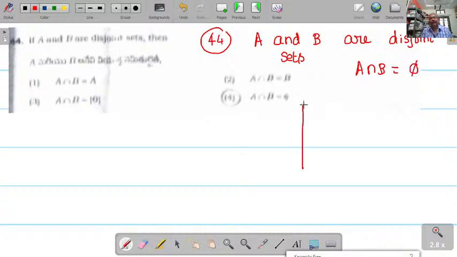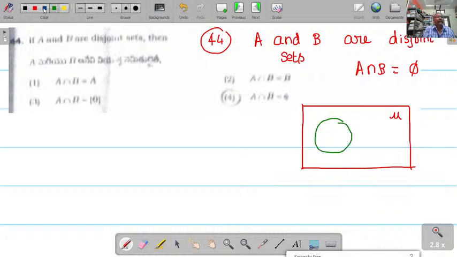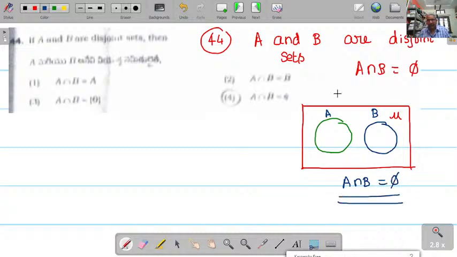If you draw the Venn diagram, you will get it like this. This is the universal set, this is set A, this is set B. Here there is no overlapping. So A intersection B is equal to phi. Then they are said to be disjoint sets. So the fourth option is the right option.